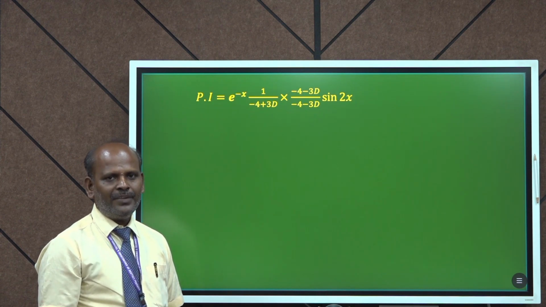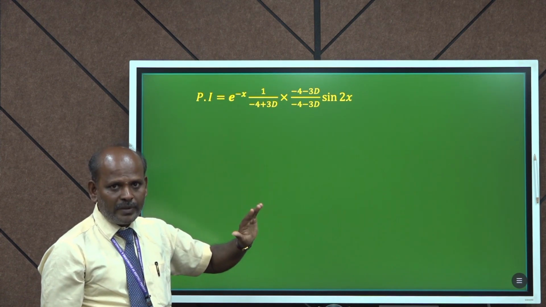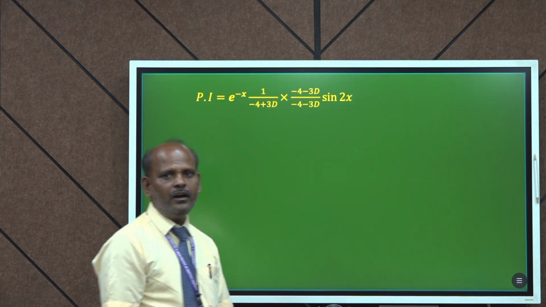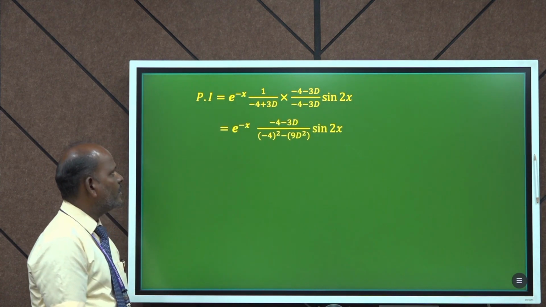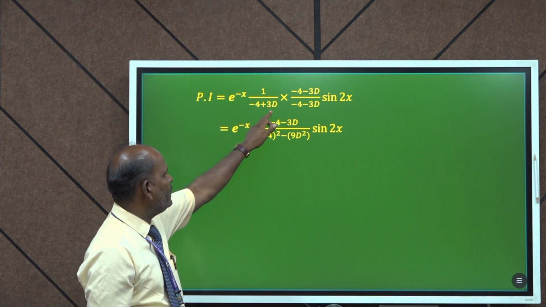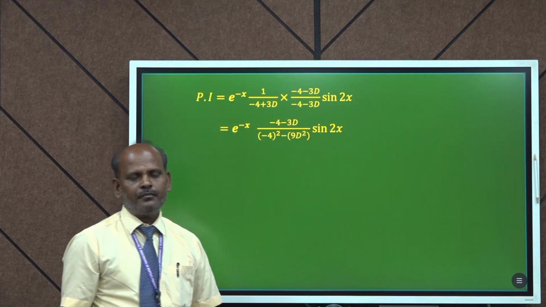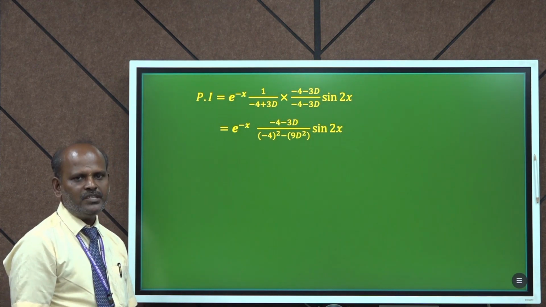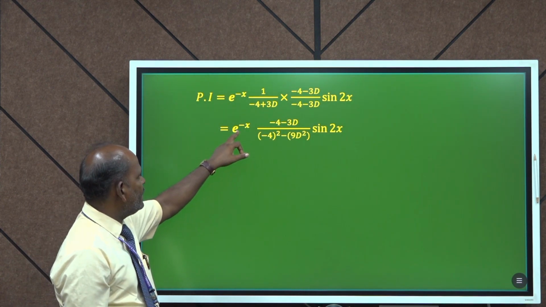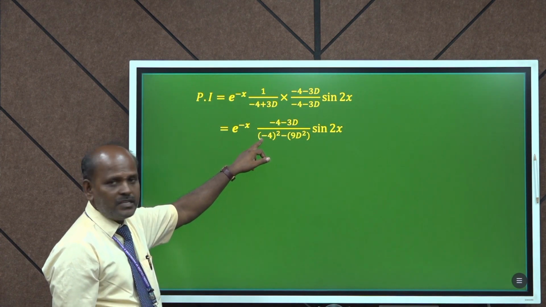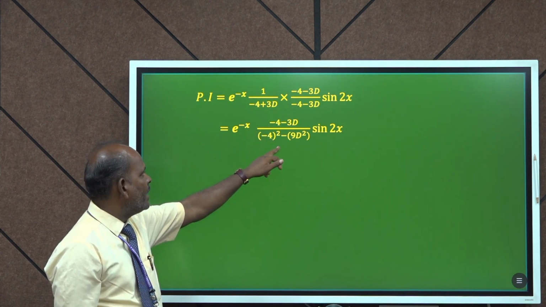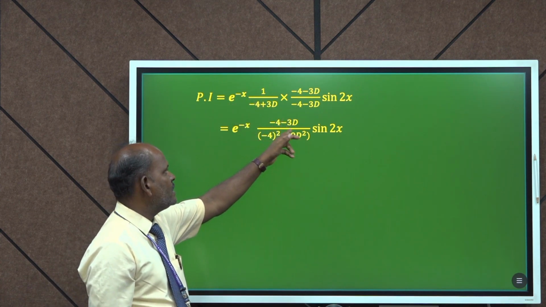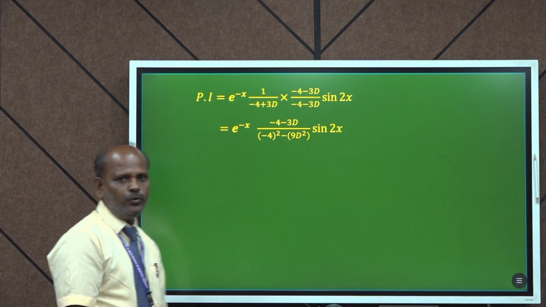Our PI is equal to e power minus x, and the denominator is minus 4 plus 3D. So we need to multiply the conjugate in numerator and denominator: minus 4 minus 3D and minus 4 minus 3D of sin 2x. The denominator is of the form (a plus b) into (a minus b), and we know that (a plus b) into (a minus b) is a square minus b square. Therefore e power minus x, our denominator is (minus 4) the whole square minus 9D the whole square. The numerator is the same, minus 4 minus 3D of sin 2x.